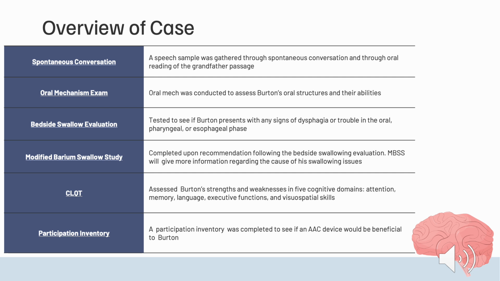He was also given a modified barium swallow study. It was completed upon recommendation following the bedside swallowing evaluation. The modified barium swallow study will give more information regarding the cause of his swallowing issues. He was given the CLQT, which is the Cognitive Linguistic Quick Test. It assessed Burton's strengths and weaknesses in 5 cognitive domains: attention, memory, language, executive functions, and visuospatial skills. He was also given a participation inventory, which was completed to see if an AAC device would be beneficial for Burton.